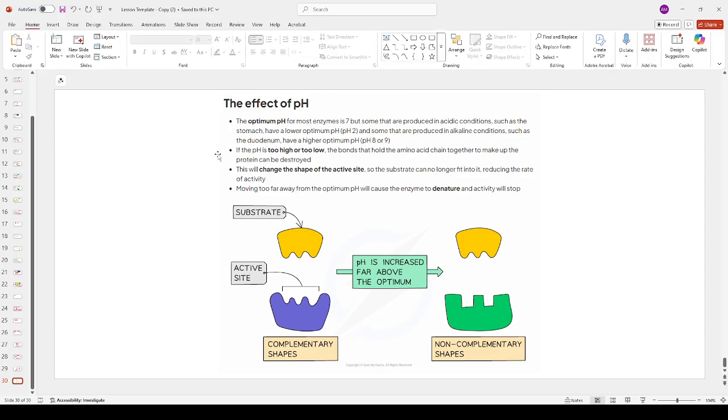So, the effect of pH. The optimum pH for most enzymes is 7. So, the equivalent will be 37 degrees in terms of temperature. But some are produced in acidic conditions such as the stomach. They have a lower pH, pH 2, and some are produced in alkaline conditions such as the duodenum. Where is the duodenum? Between what two structures?